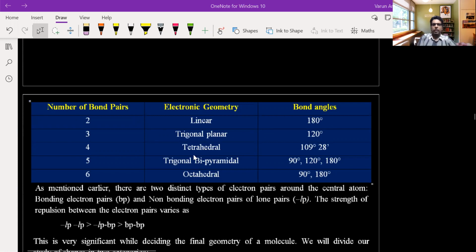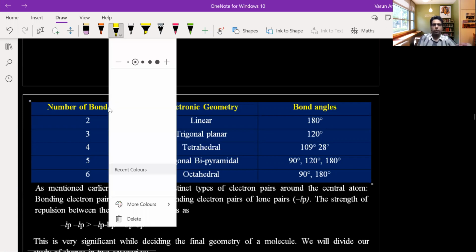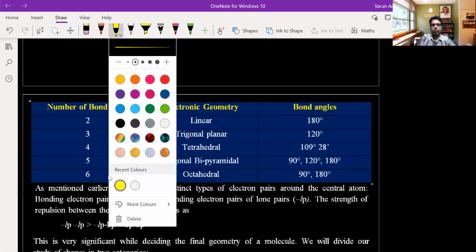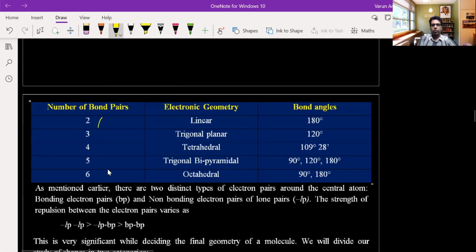So suppose there is an AX2 type of molecule. So this is AX2 type of molecule with two bond pair. So what do you understand by bond pair? So this is a pair of electron that is forming bond. So this is one bond pair and this is the second bond pair. So AX2 type of molecule with two bond pair, the shape will be linear and the bond angle will be 180 degree.